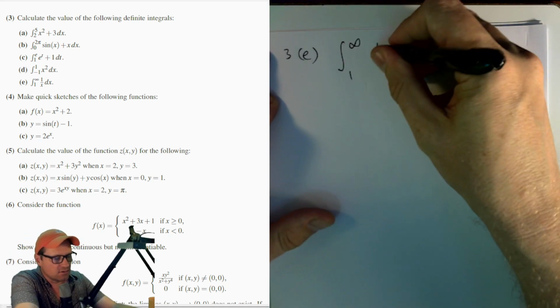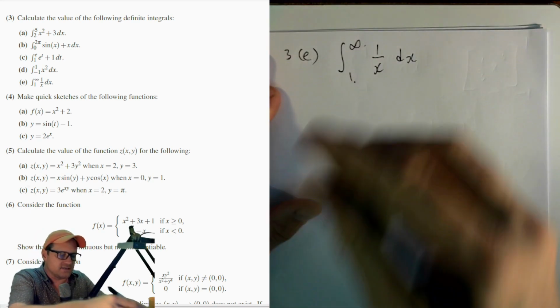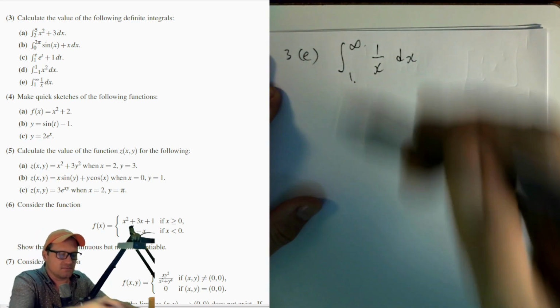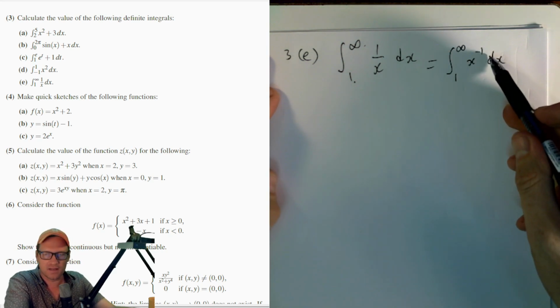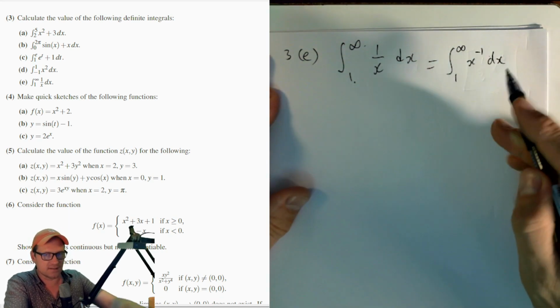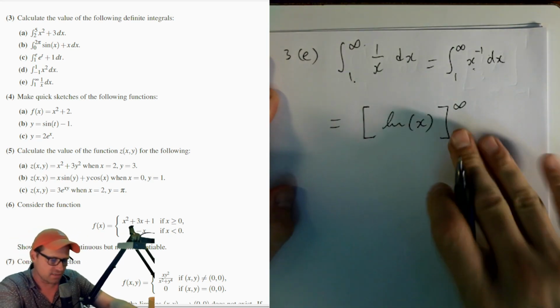Okay, part E. A definite integral, 1 on x between 1 and infinity. Okay, so first let's integrate x to the minus 1. So if we were to add 1 to the exponent, we would get 0. So this is the exceptional case. So we have the natural log of x for that. Okay, so we write it in this way.